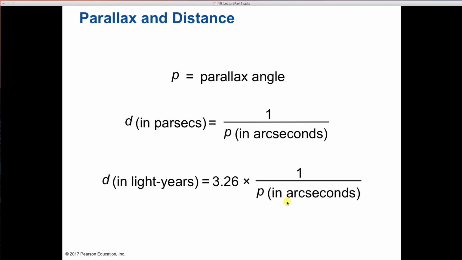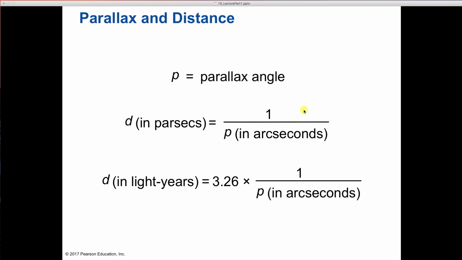So if there was a star that had a parallax angle of 2 arc seconds, then you would have 1 over 2 parsecs. That would be 1/2 of a parsec. That would be the distance. If you had a parallax angle of 1/2 an arc second, then this would be 1 over 1/2. 1 over 1/2 is 2. That would be a distance of 2 parsecs.